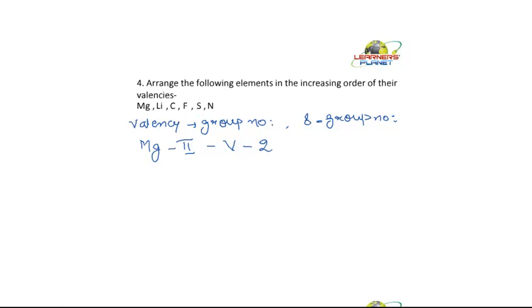2. Lithium, it belongs to first group. So what is the valency here? 1. Carbon, it belongs to fourth group. So what will be the valency here, students? 4. Fluorine, it belongs to seventh group. So what would be the valency? 8 minus 7, or the group number minus 8, right? Actually the valency is given by group number minus 8.